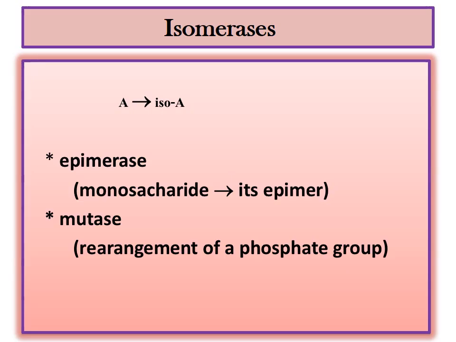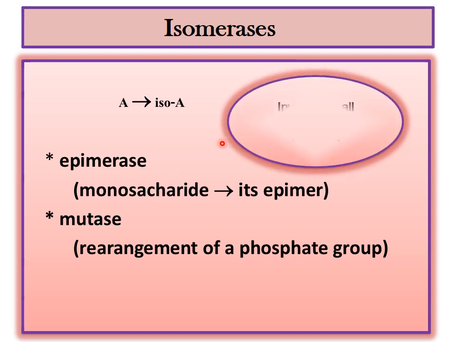Now EC 5, isomerases. When one isomeric form is converted to another isomeric form, these are isomerase enzymes. Two types of enzymes come under this, epimerase and mutase. So these are all enzymes involved in isomerization reactions.